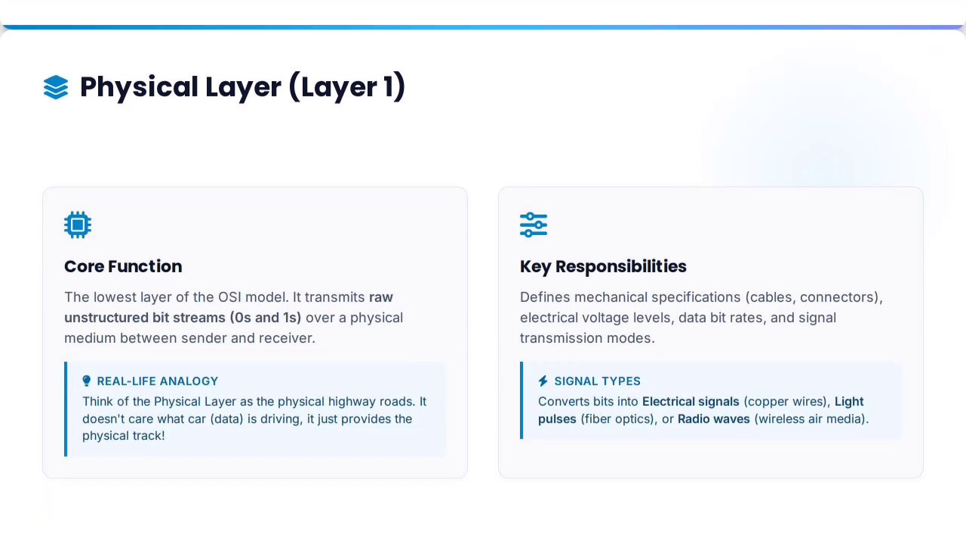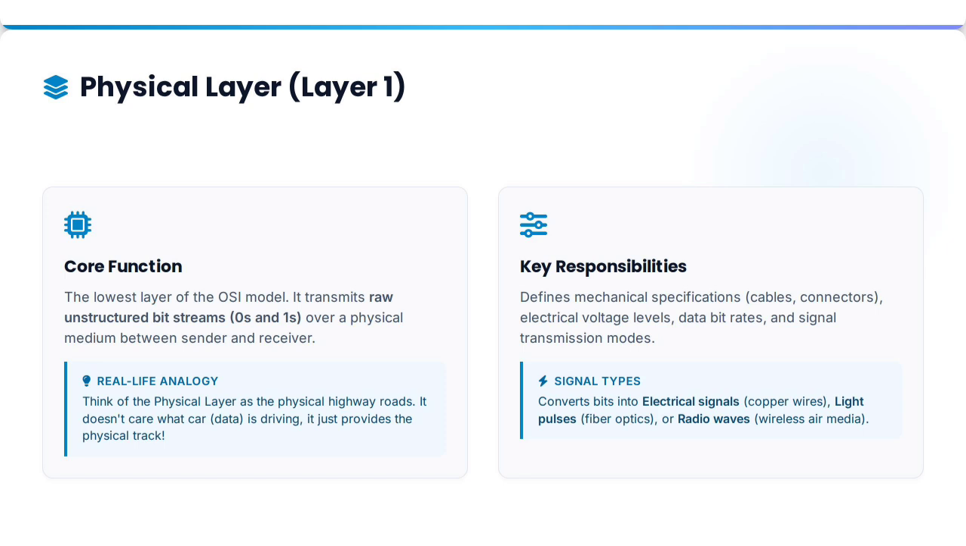First, the physical layer. Okay, in the OSI model, the first layer is the physical layer. What is the main job of the physical layer? It handles the raw transfer of bits, 0s and 1s, over a physical medium. It converts digital data into a physical signal like electrical voltage, light pulses or radio waves.